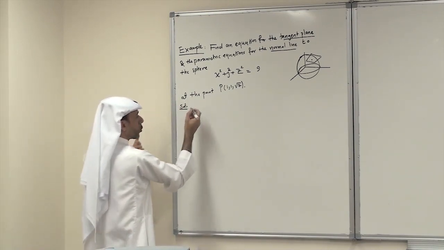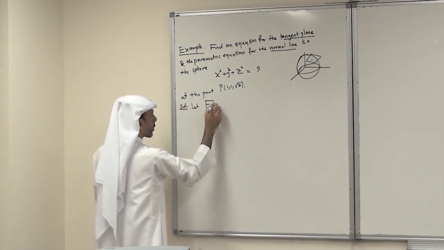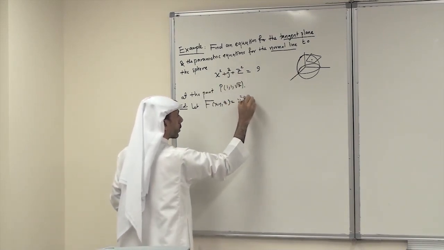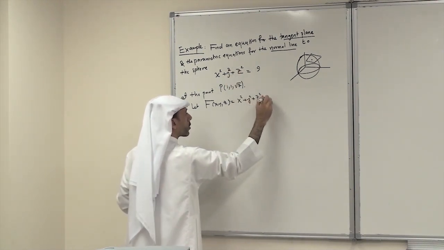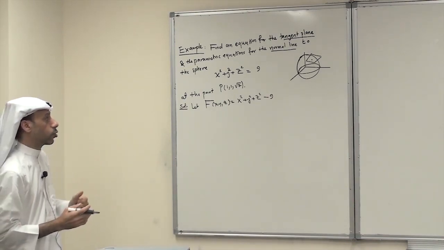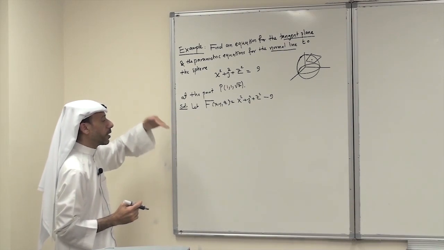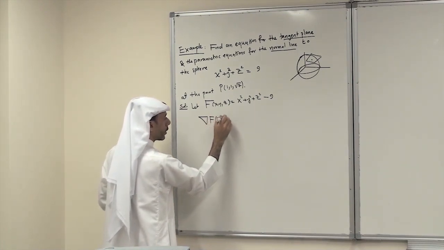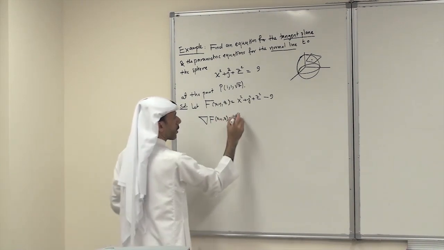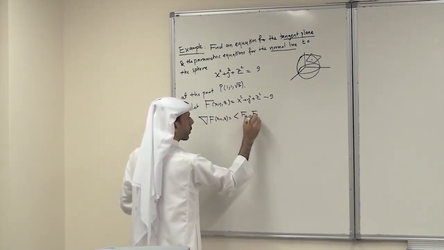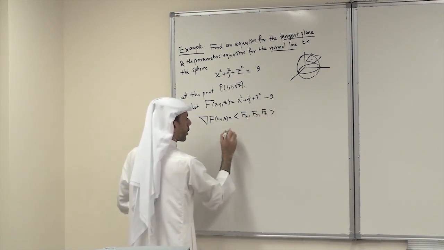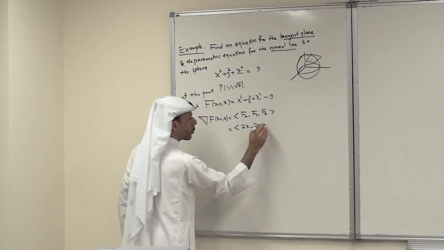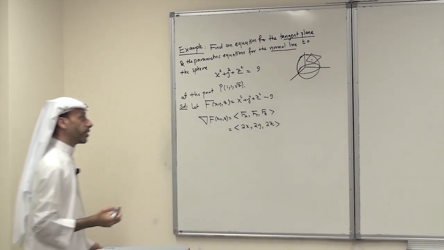So here I just construct the function. Let capital F of x, y, z equal the equation of the sphere: x squared plus y squared plus z squared minus 9. So let's take this capital F to be this. Now the normal vector, I need the gradient. So what is the gradient of F? Gradient of F at (x, y, z) equals the vector (f sub x, f sub y, f sub z). And this equals, when we differentiate with respect to x, we get 2x, with respect to y, 2y, and with respect to z, 2z. So this is the gradient vector.